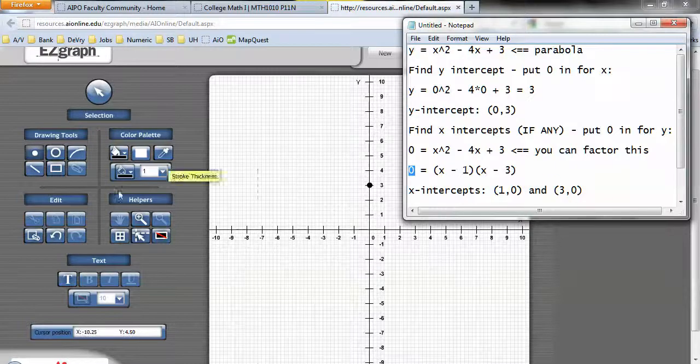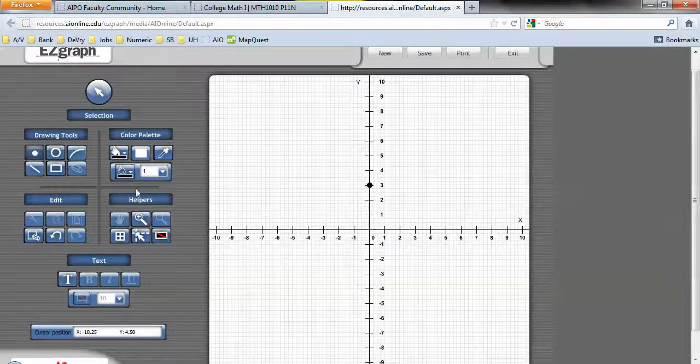Alright, so let's just go ahead and plot those points. 1, 0, which is right there, and 3, 0, which is right here. Okay, now we're going to try and draw the parabola. I know it slides down between these 3 points. That's the only way a parabola is going to fit through here, is to come this way.